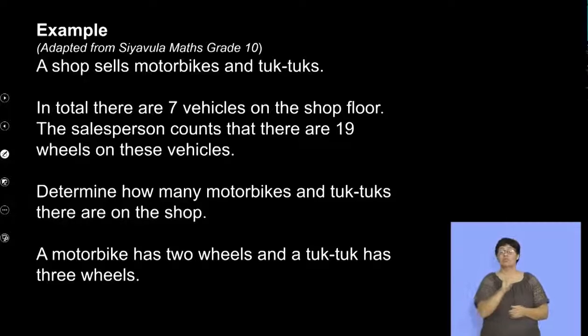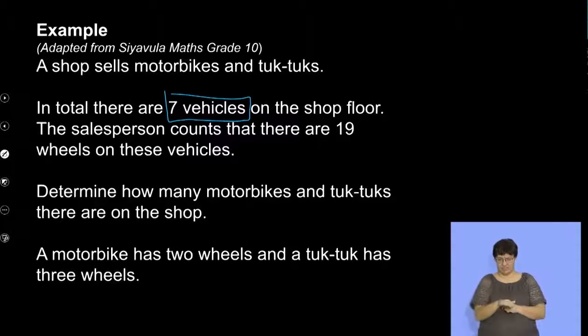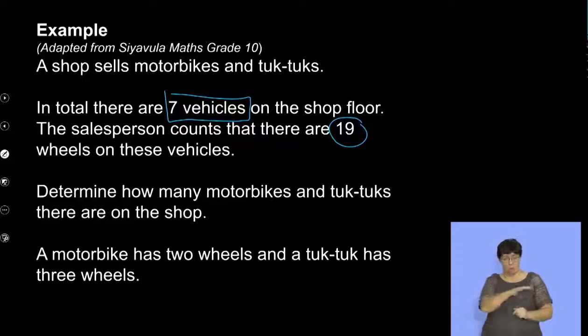Now, one question adapted from the Siyavula platform for grade 10 says that in total, there are 7 vehicles. Now remember, a vehicle can mean a lot of things, right? A motorbike is a vehicle, a bicycle is a vehicle, a car is a vehicle, a bus is a vehicle on the shop floor. Now the salesperson counts that there are a total of 19 wheels on all these vehicles. So on all these vehicles, no matter what the different vehicles are, there are 19 wheels that you're going to count.